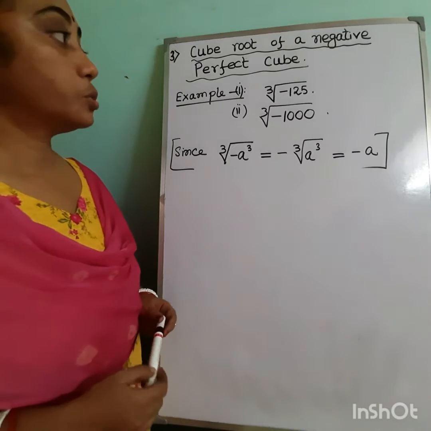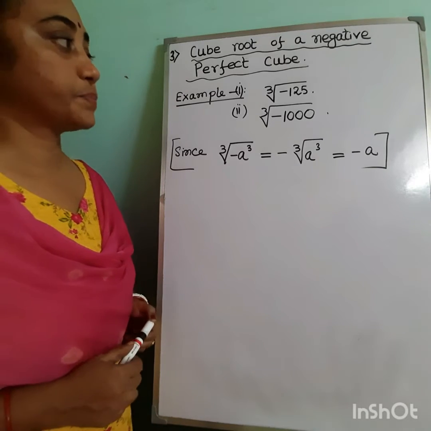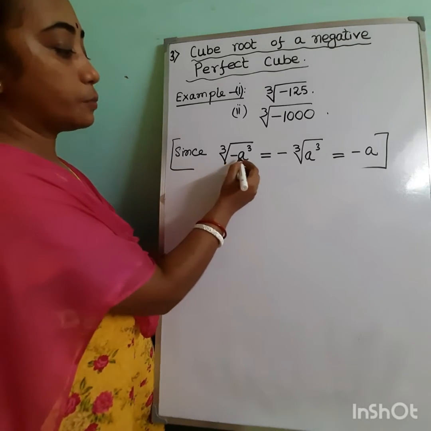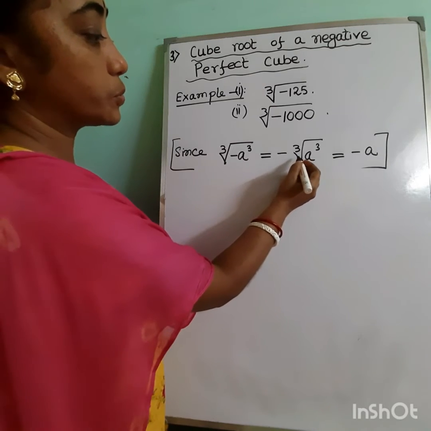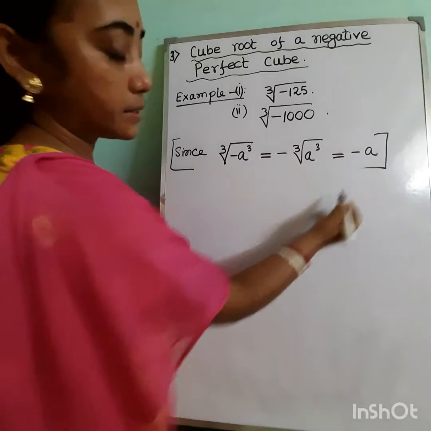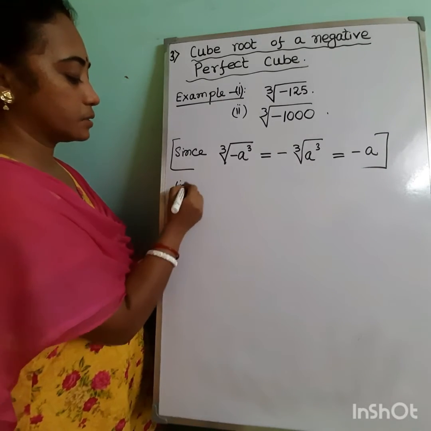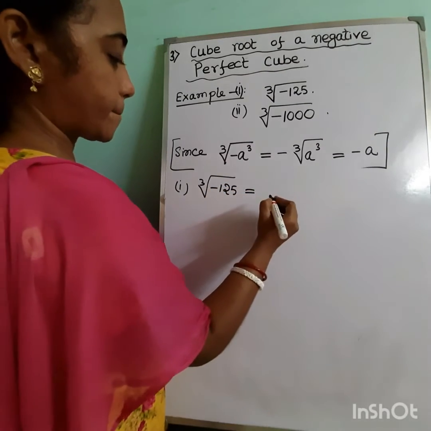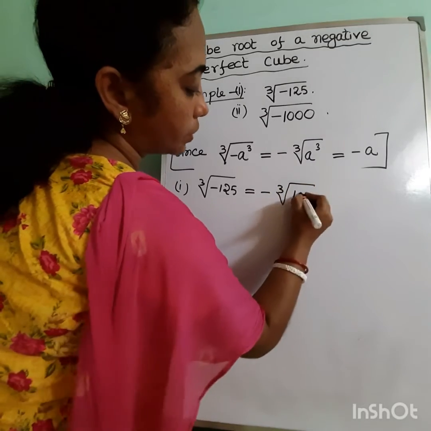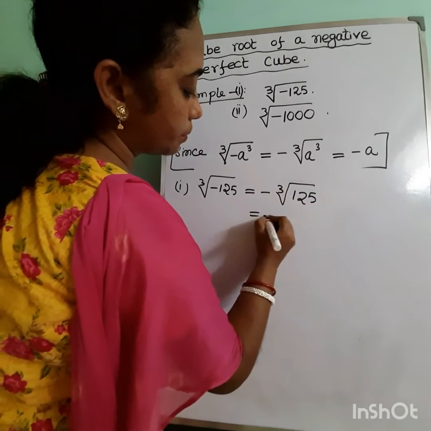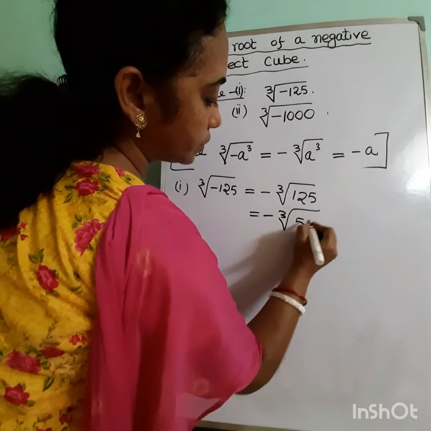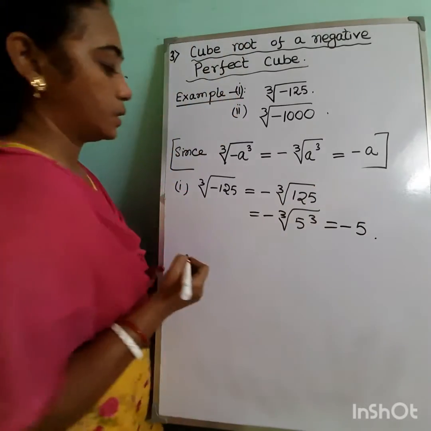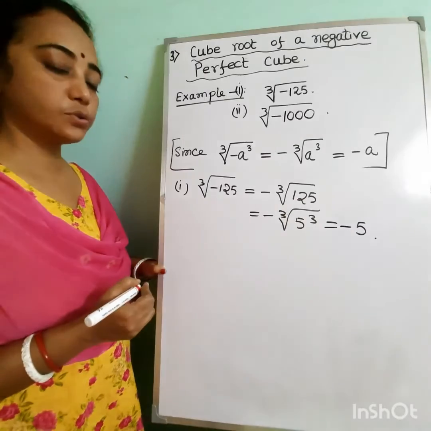Now let us find out the cube root of minus 125 and the cube root of minus 1000. As we have seen, the cube root of minus a cube is equal to minus of the cube root of a cube, which is minus a. So the cube root of minus 125 is equal to minus of the cube root of 125, and 125 is 5 cube. So this is equal to minus 5. So the cube root of minus 125 is equal to minus 5.